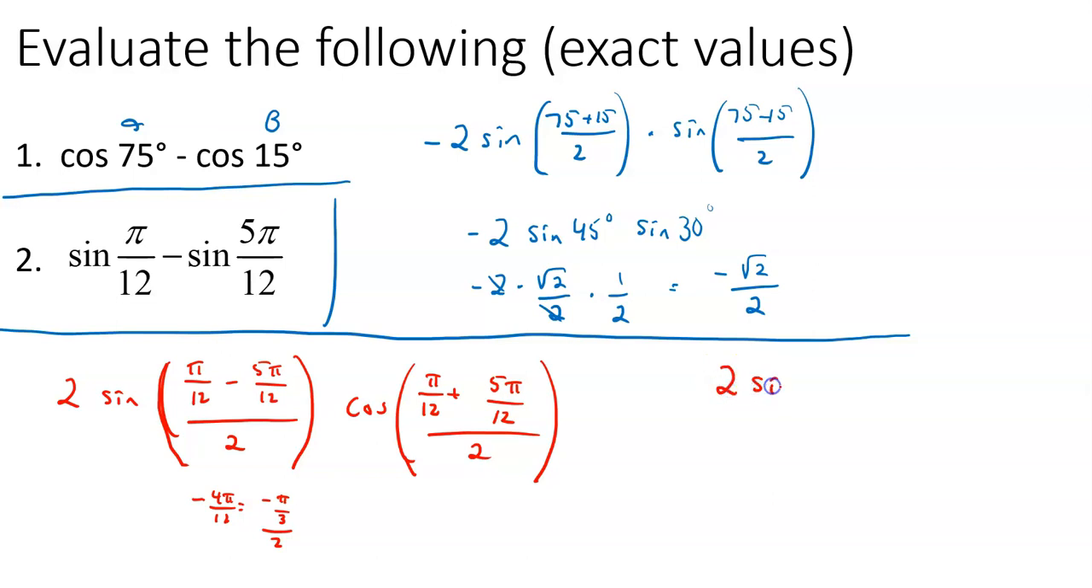So I get 2 sine negative pi over 6, which, I mean, I could have just made this a negative 4 pi over 24, right? That would have taken the 12 times 2 and given me 24, and I would have gotten the same thing. Over on the other side, pi over 12 plus 5 pi over 12 is 6 pi over 12. 6 pi over 12 is pi over 2. That's the numerator. Now divide it by that 2, and I get pi over 4. So my second one is the cosine of pi over 4.